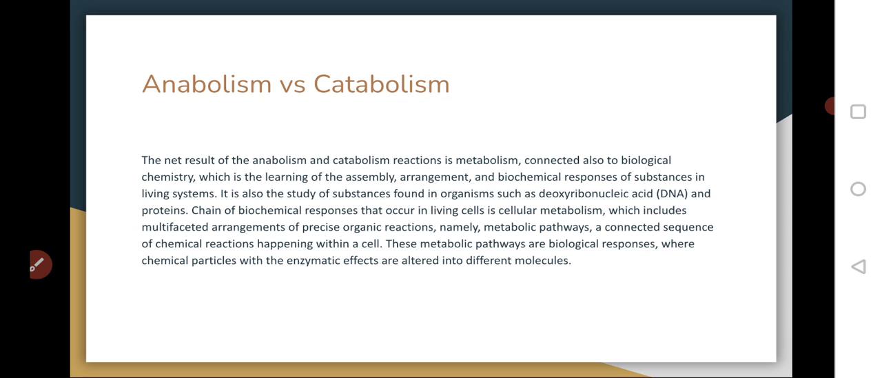So the net result of the anabolism and catabolism reaction is metabolism. Yes, so the metabolism is both of those things connected. As we already said, it is always the case that we have some anabolic and catabolic process in the body happening. In some cases, some of those processes may prevail. For example, in case of starvation, generally the catabolism prevails. In case of the abundance of the nutrients in the organism, the anabolism generally would prevail.